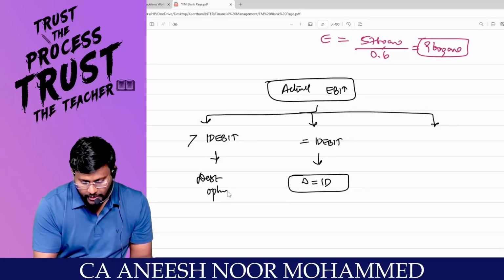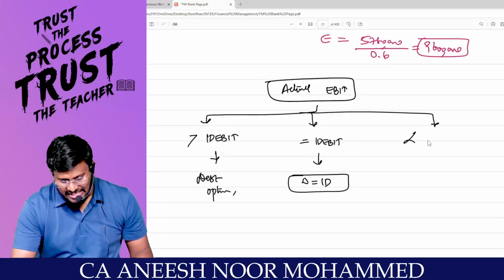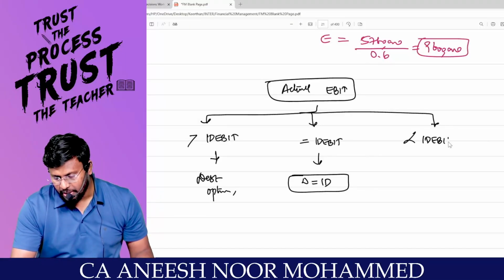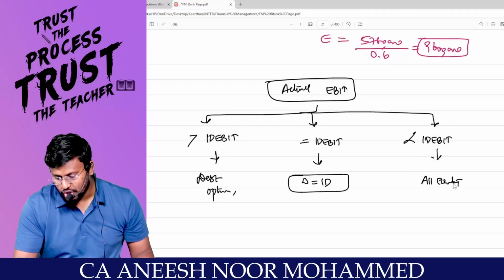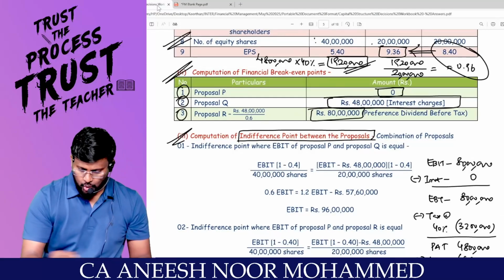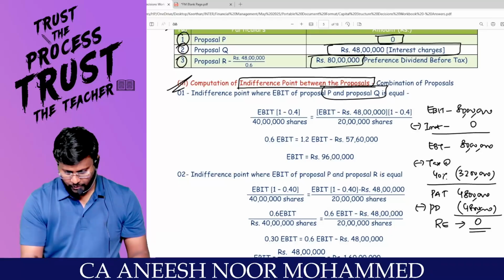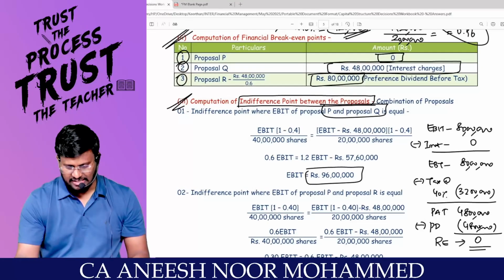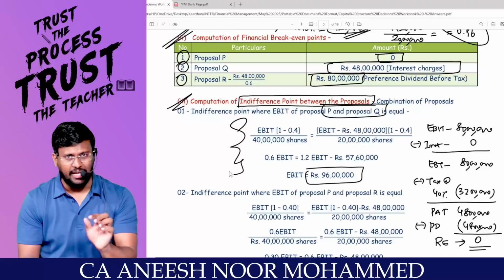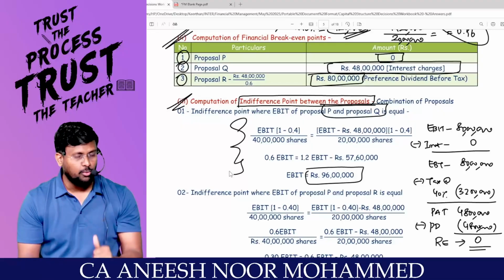Are you all really with me? If the actual EBIT is less than the indifference EBIT, then I will go with the all equity option. This is the decision you are supposed to take. That's it. So we have calculated the indifference point between P and Q. We got the answer as 96 lakhs. The same thing I have done using the table approach, but they used to do it using the formula approach.